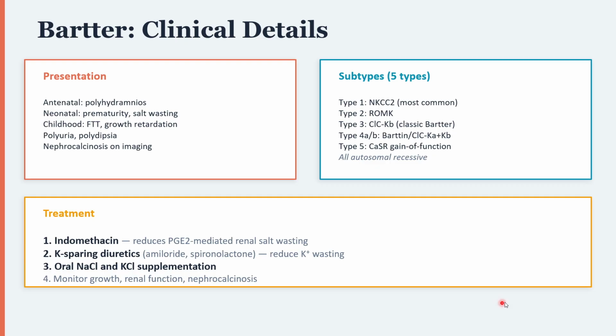Treatment centers on salt repletion and indomethacin, a prostaglandin synthesis inhibitor. In Bartter, prostaglandin E2 levels are elevated and contribute to salt wasting. Indomethacin reduces this. You also give potassium sparing diuretics at times like amiloride to limit potassium losses, plus oral sodium chloride and KCl supplementation. Remember, these are salt wasting tubulopathies, so you need volume repletion before you move to potassium sparing diuretics. And you need salt replacement also.